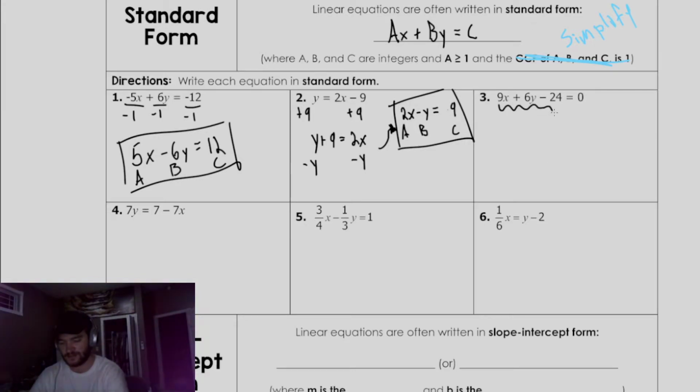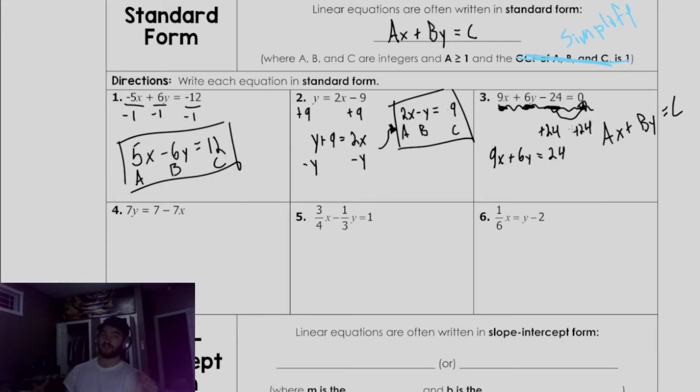Okay, so obviously this is not quite in standard form, right? Ax plus By equals C. I need to get into that. So obviously my A is right here. This is my A. This is my B. And this is going to be my C, but my C has to go over here. So what I'm going to do is I'm just going to add 24 to this side. Cool, and I've got 9x plus 6y equals positive 24.